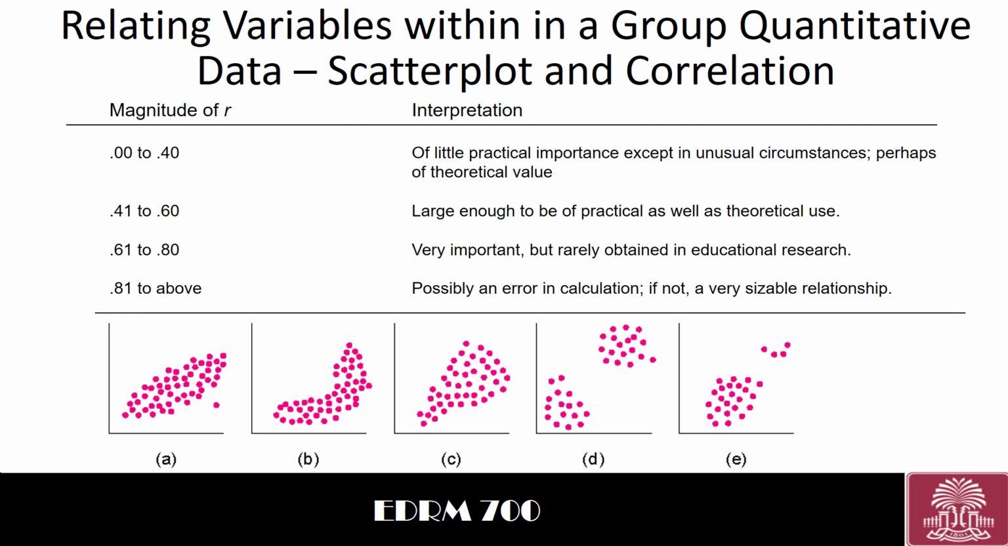We normally use scatter plots and correlations to relate variables within a group for quantitative data. When we look at correlations, these are the suggestions for how to interpret values. Check the example concerning the scatter plot as well.